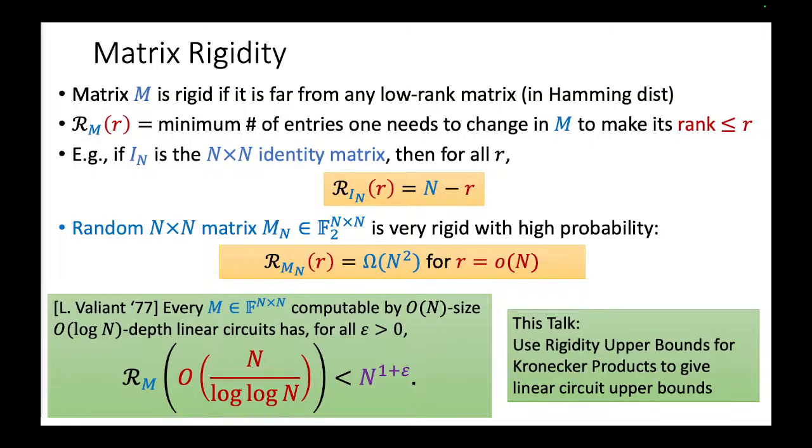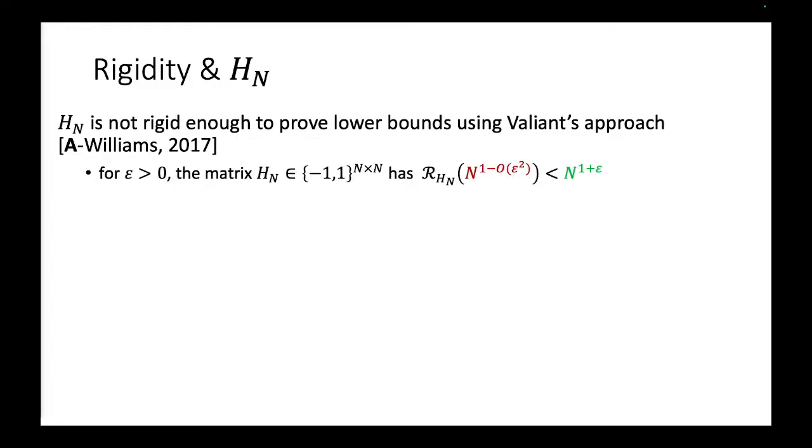And we'll use properties of Kronecker products to do this. Okay, so what do we know about rigidity and the Walsh-Hadamard transform? Well, almost a decade ago now, my advisor, Ryan Williams, and I proved that the Walsh-Hadamard transform is just not rigid enough to prove circuit lower bounds. We showed that for any epsilon, you can change n to the 1 plus epsilon entries and get its rank all the way down to n to the 1 minus epsilon squared.